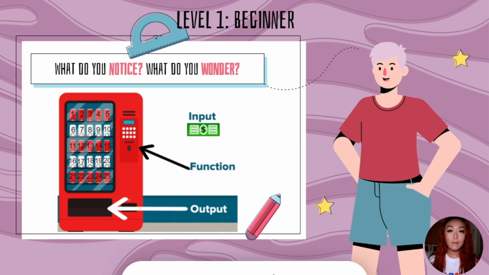If we take a look at this vending machine, if we input money, our output will be whatever we choose from the vending machine. So I want you to keep that in mind as we work with nonlinear functions. I want you to think about how we're going to put something into the function to then get something out of it.